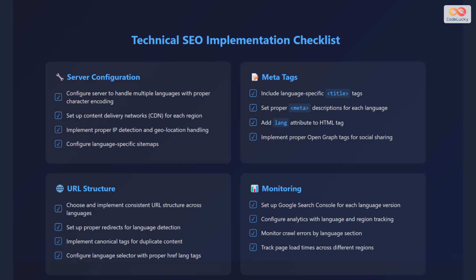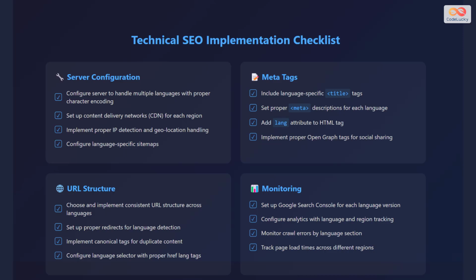Implement proper IP detection and geolocation handling to redirect users to the correct language version. And configure language-specific sitemaps to help search engines crawl and index your content effectively. Secondly, meta tags. Include language-specific title tags, set proper meta descriptions for each language, add the language attribute to your HTML tag, and implement proper open graph tags for social sharing.